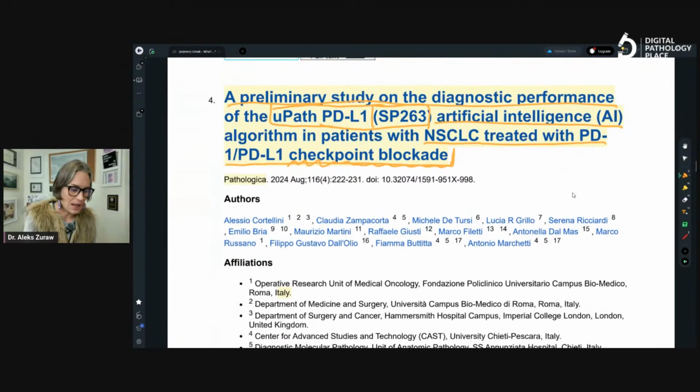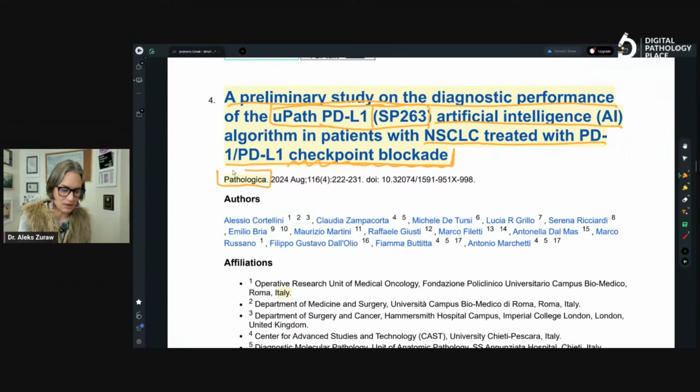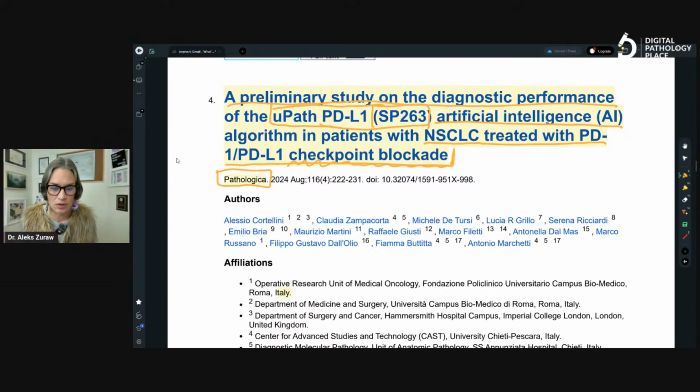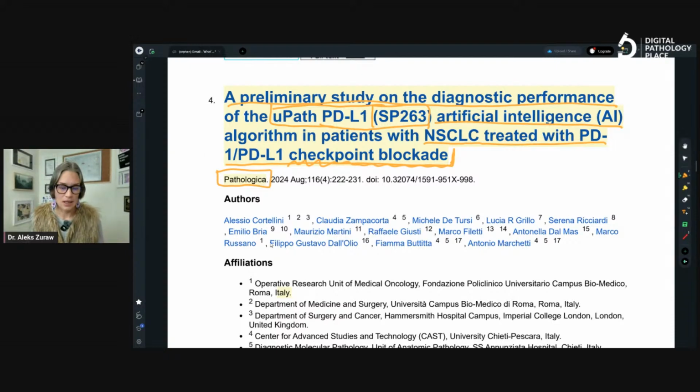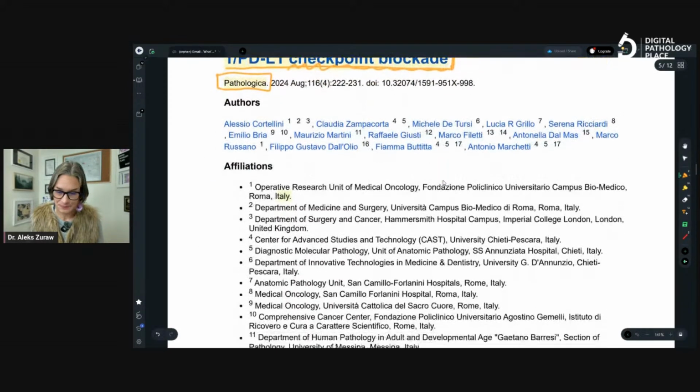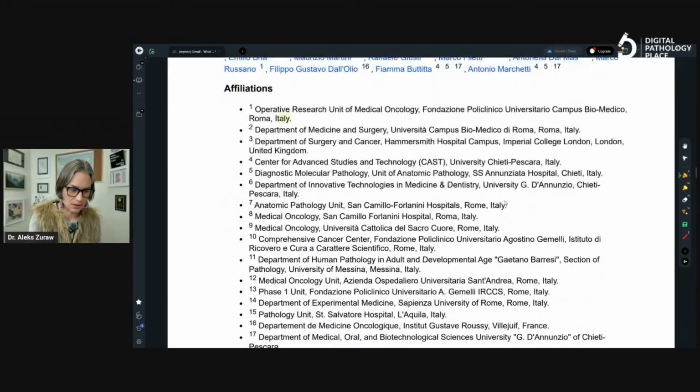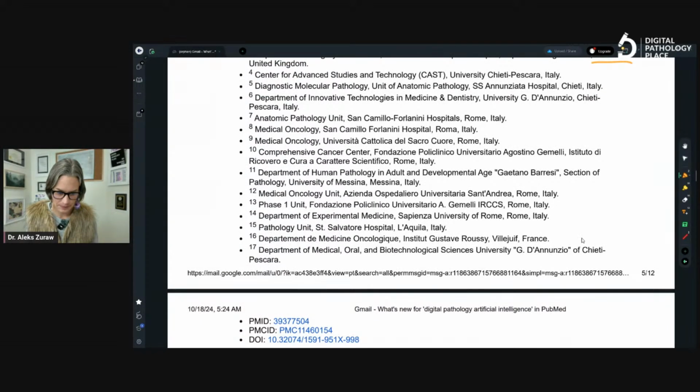And this is in an Italian journal, so we have more international, and we have a local journal, and they are talking about creating automated tools for the scorings that pathologists are already doing on a regular basis. Not only Italy, my friends, also London, UK. Anything else? Mostly Italy.